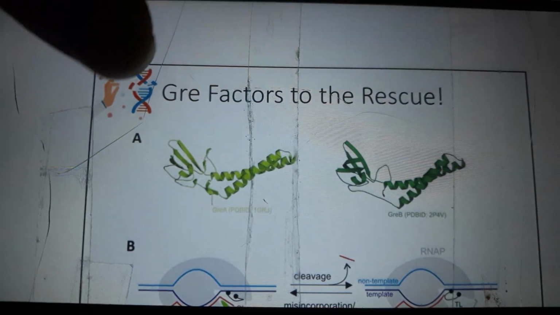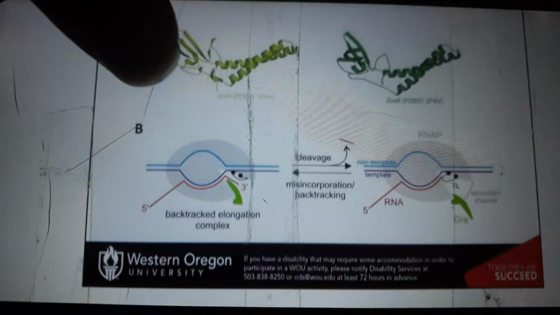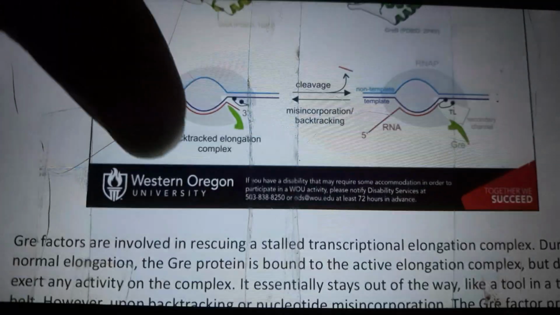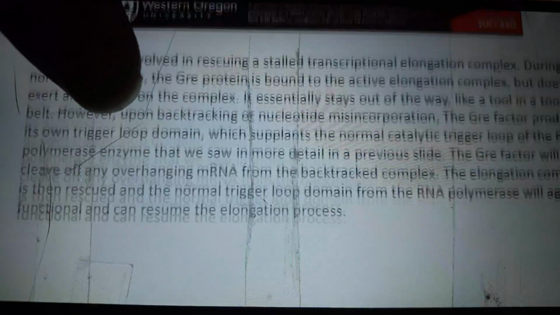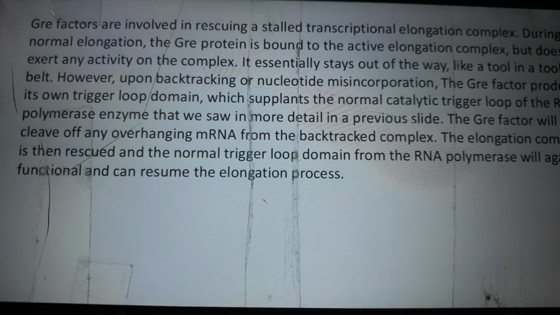Now we go to the next one, the GRE factors. This is about how GRE factors are involved in rescuing the stalled transcription elongation complex. During normal elongation, the GRE protein is bound to the active elongation complex, but does not exert any activity on the complex. It essentially stays out of the way, like a tool in a tool belt.